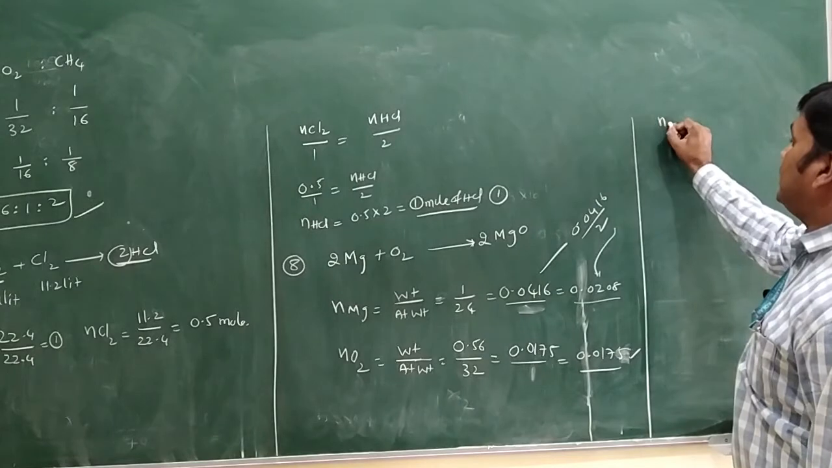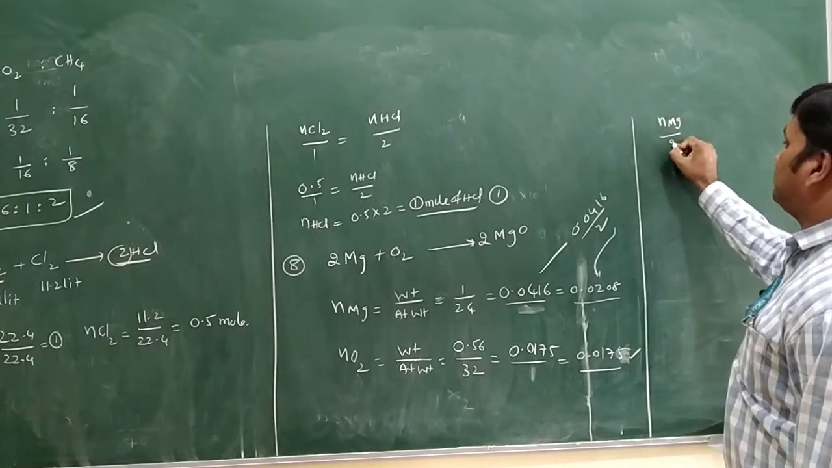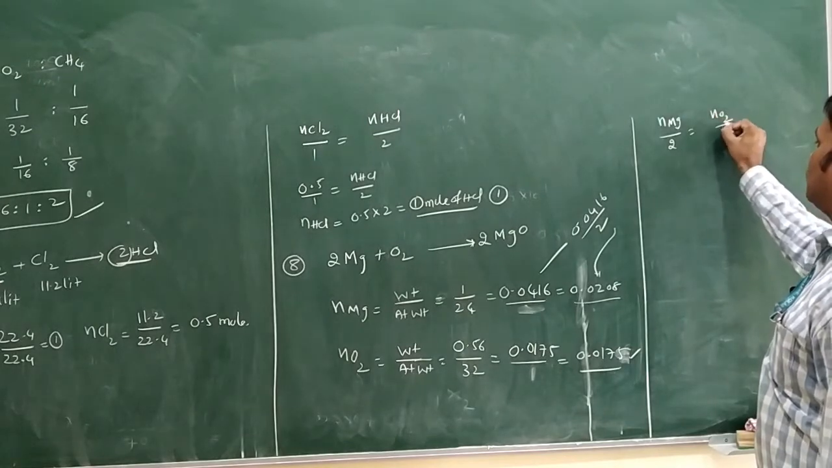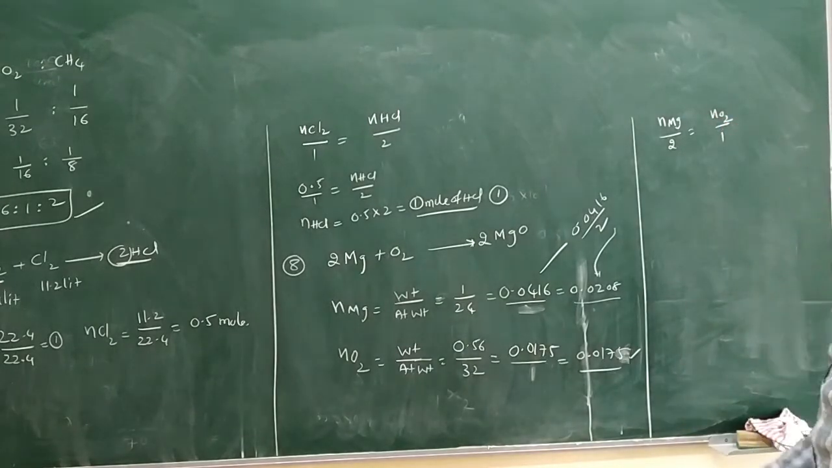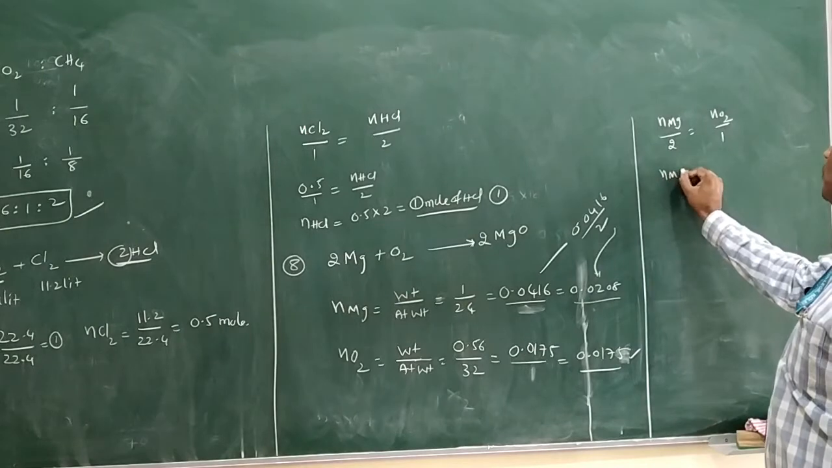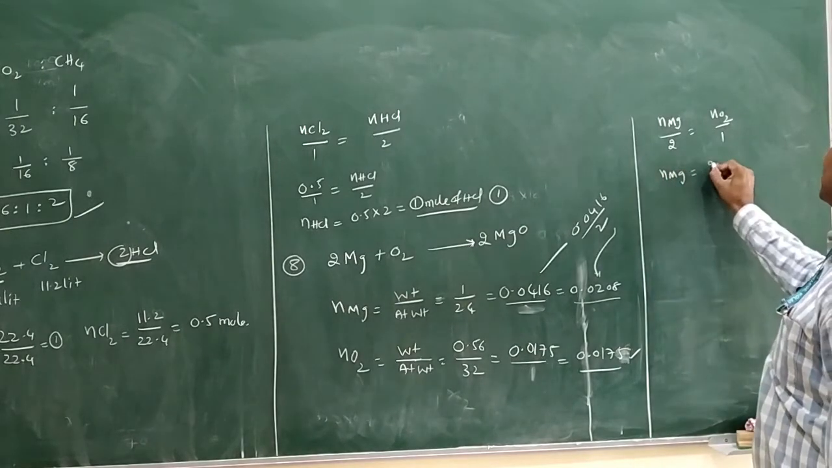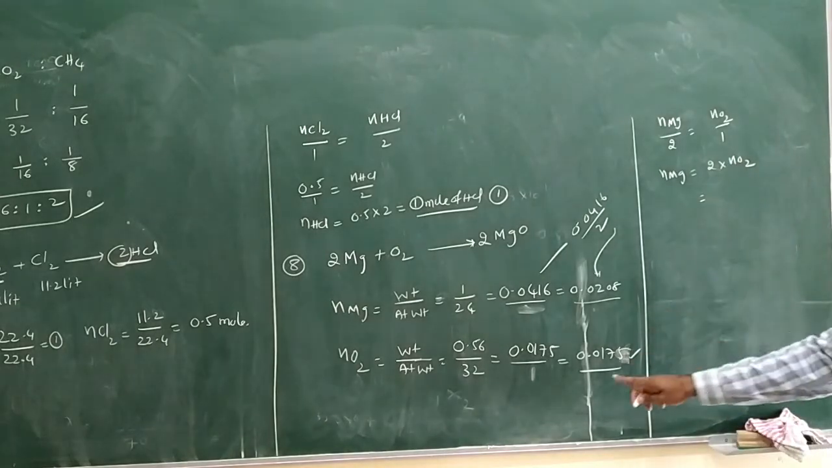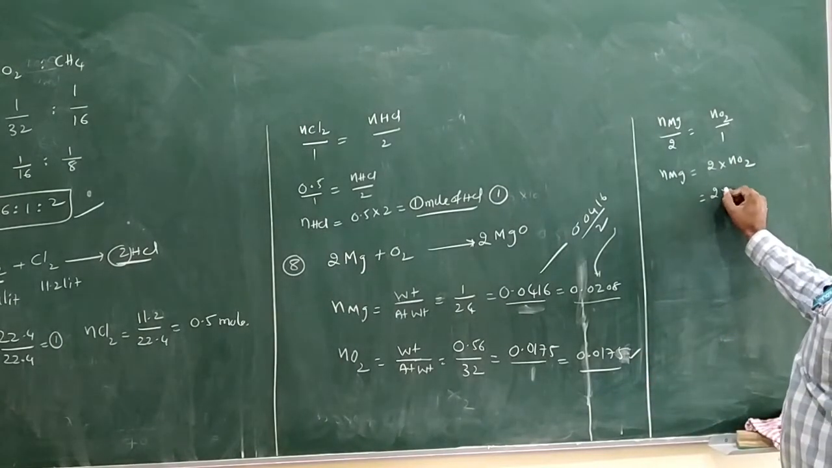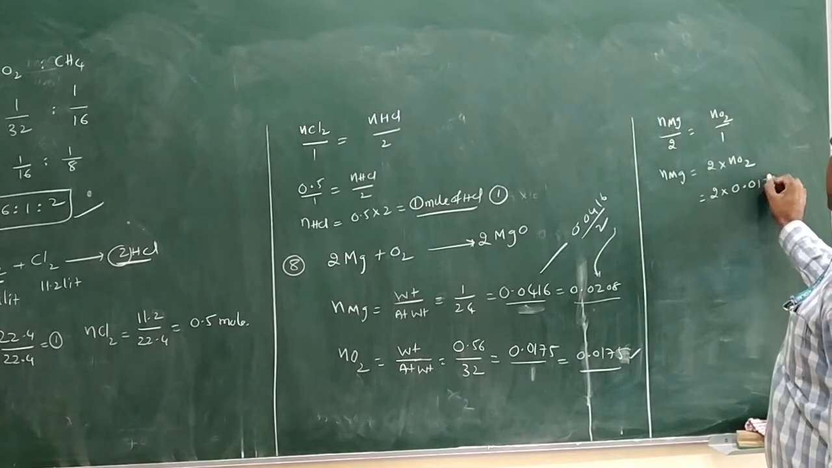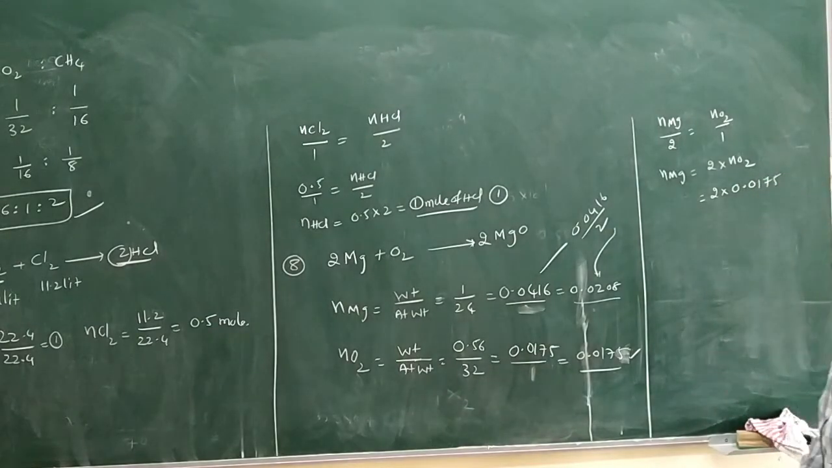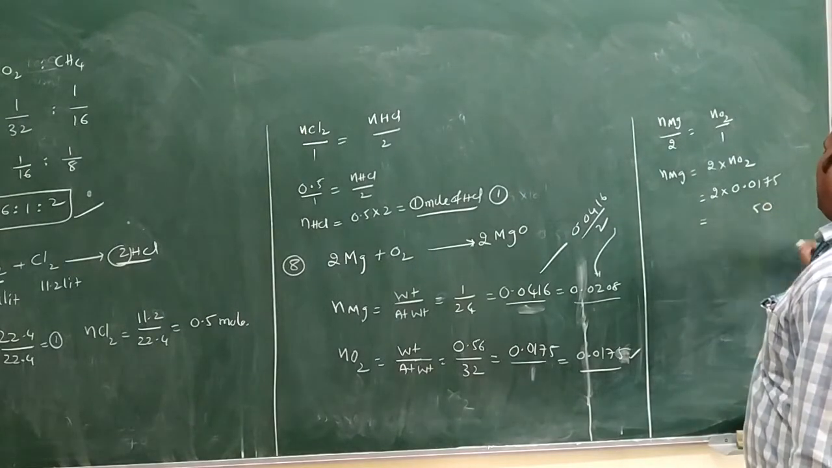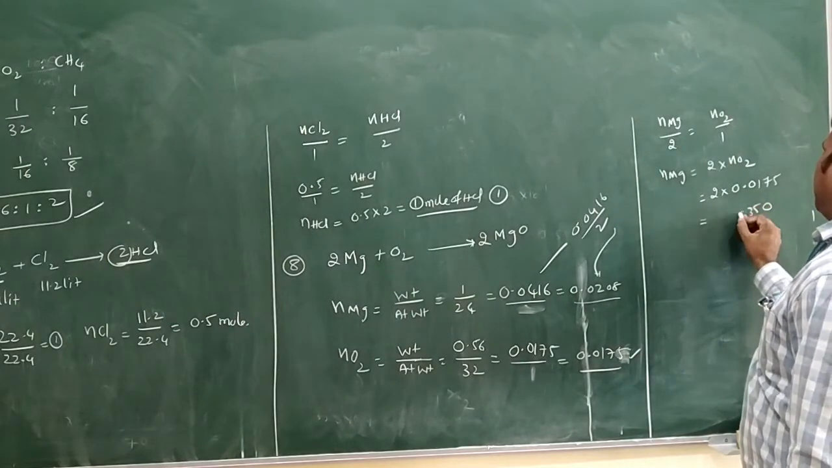Now I am writing here the number of moles of magnesium by its stoichiometric quotient 2 is equal to the number of moles of O2 by its stoichiometric quotient 1. So the number of moles of Mg is equal to 2 into the number of moles of O2. What is the number of moles of O2 we have? This is 2 into 0.0175. Clear? How much do we have? This is 10, this is 14 plus 1, 15. This is 1 and this is 3.